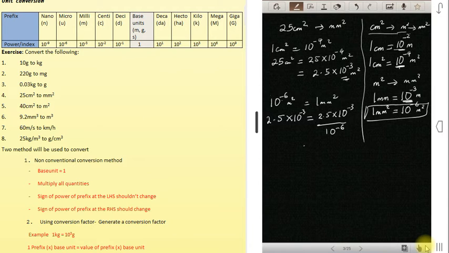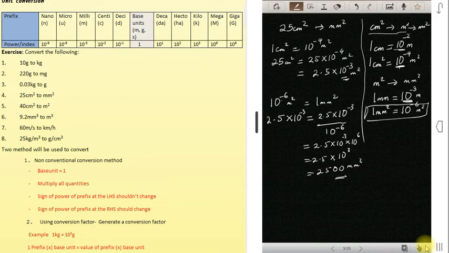Okay, so I have 2.5 times 10 to the power of negative 3 times 10 to the power of 6, which is the same thing as 2.5 times 10 to the power of 3, and I have 2500 millimeter square. Now notice the steps I took.